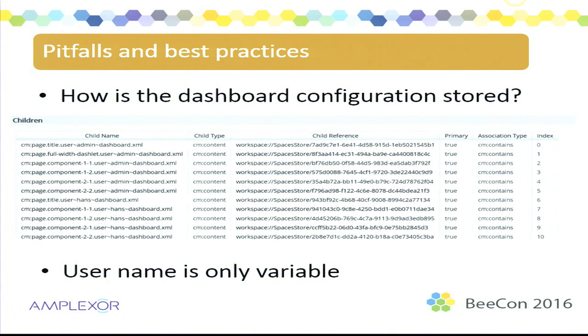Now, before we go into the best practice here, we need to understand a little bit more about how dashboard configuration is stored within Alfresco. A dashboard configuration consists of a couple of XML files. Those XML files define the layout of your dashboard, which dashlets should appear, the position of those dashlets on your dashboard, stuff like that. Now, if you look at the name of those XML files, you see that I created 2 dashboards there, one for administrator, one for a standard user. You see that the only variable in there is the username, admin and Hans.